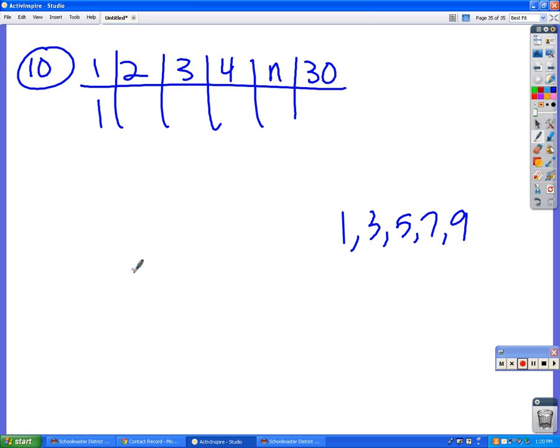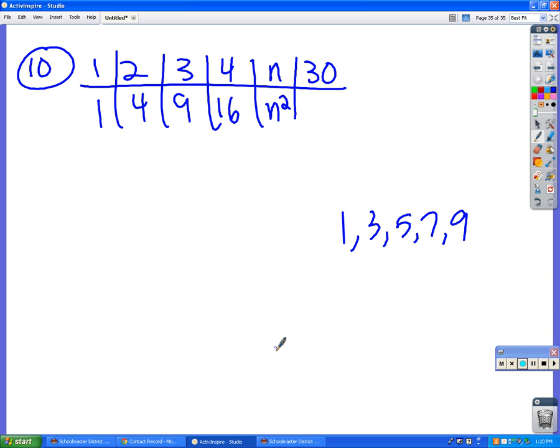1. If I add up the first 2 odd numbers, I get 4. If I add up the first 3, I get 9. And if I add up the first 4, I get 16. Okay, so what's the pattern? 3, 5, 7. Odd numbers. Multiplying it by itself each time. These are our square numbers. 1 squared is 1, 2 squared is 4, 3 squared is 9, 4 squared is 16. So my formula would be n squared.